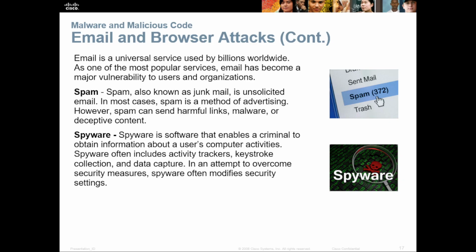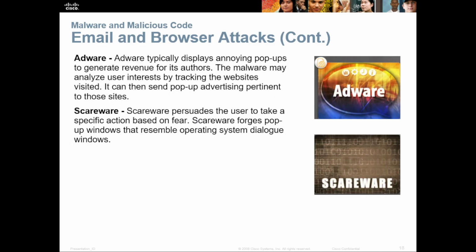Then there's something called spyware. So spyware is software that enables a criminal to obtain information about a user's computer activities. So spyware often includes activity trackers, keystroke collection, and data capture. So in an attempt to overcome security measures, spyware often modifies security settings.